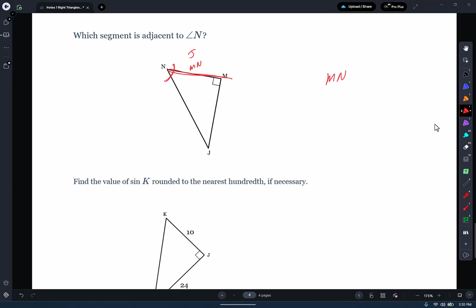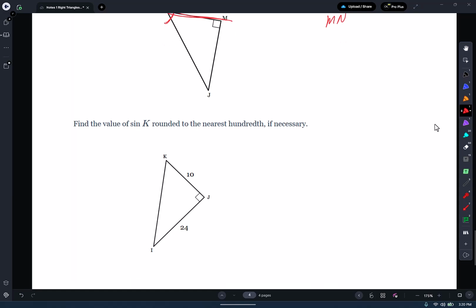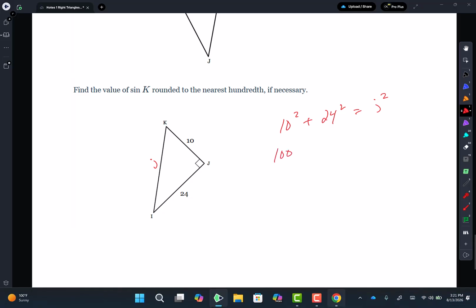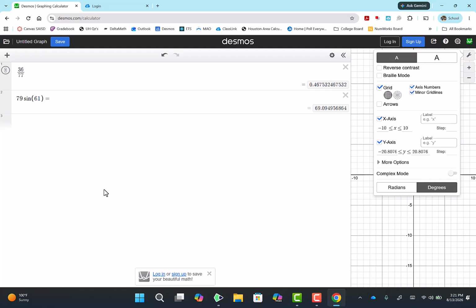Find the value of sine k rounded to the nearest hundredth if necessary. Well, I need to figure out what little j is. I'm just going to do Pythagorean theorem. This is a special right triangle, but I'm just going to do Pythagorean theorem. No big deal. 10 squared plus 24 squared equals j squared, where j is the hypotenuse. Be careful. Sometimes they don't give you the hypotenuse. Sometimes they give you a side, and you got to figure it out. 10 squared is 100. 24, I don't know what 24 squared is. Do you guys know what 24 squared is?